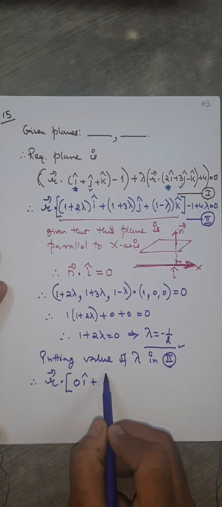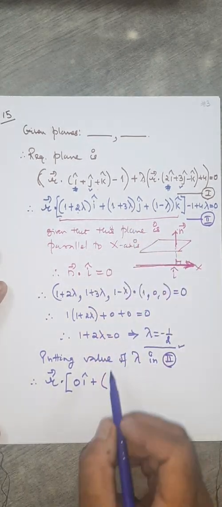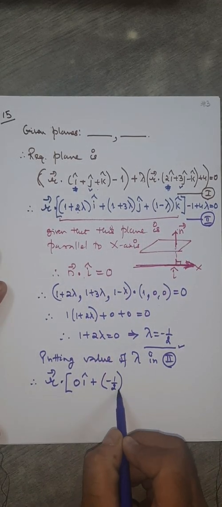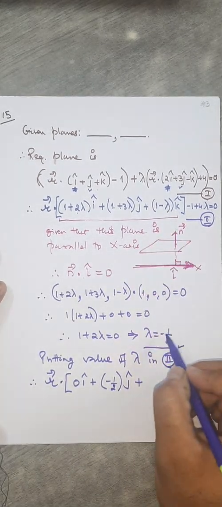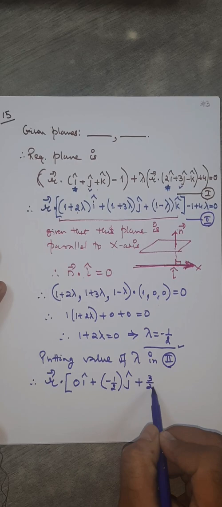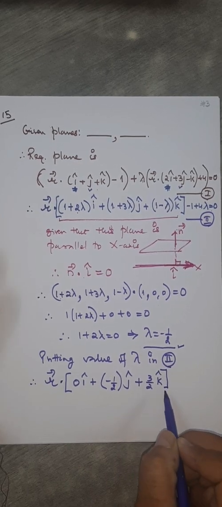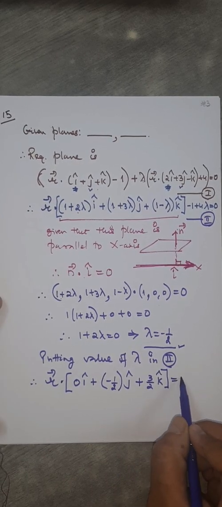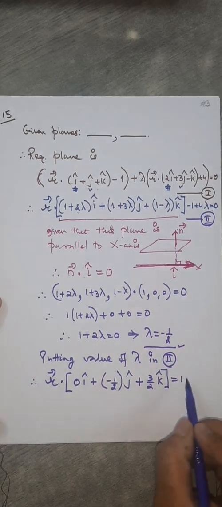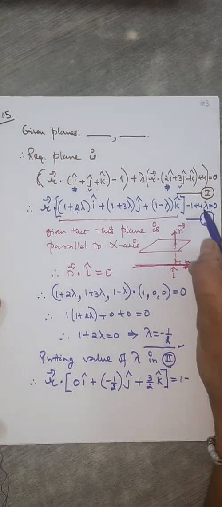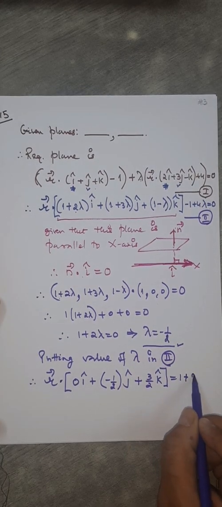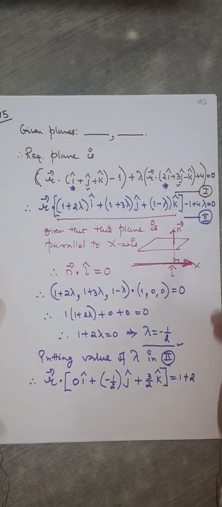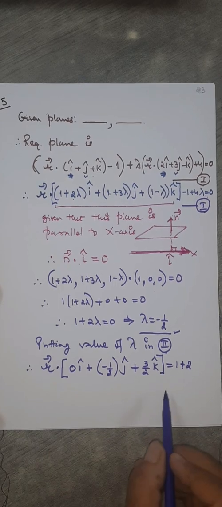So what will we get from there? Here, minus 3 by 2 plus 1, so minus 1 by 2 into j cap. This is minus, and so it will be plus 3 by 2 k cap, equals, if I take it to the other side, 1 minus 4 lambda, but if I put the value of lambda it will be plus 4 lambda, so it becomes 2. Putting the value of lambda, just keeping on the RHS.